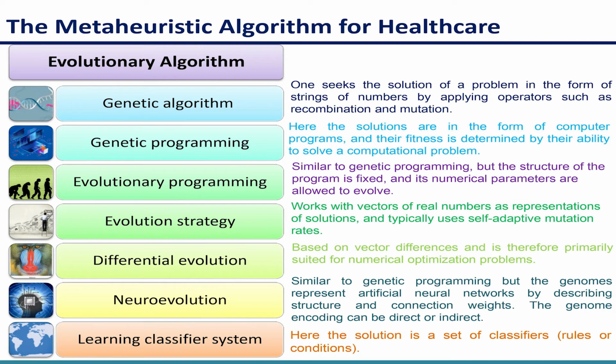Last, we have the learning classifier system. Here the solution is a set of classifiers, making rules or conditions. Based on those rules and conditions, they classify the result. They collect the data, and based on data analysis and results, they classify the different things, making the classification between the outputs or data. So these are some types of evolutionary algorithms.